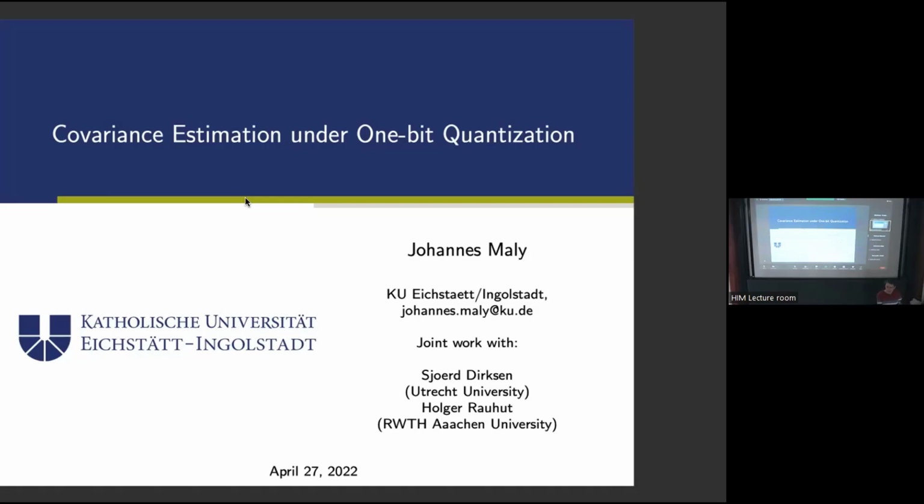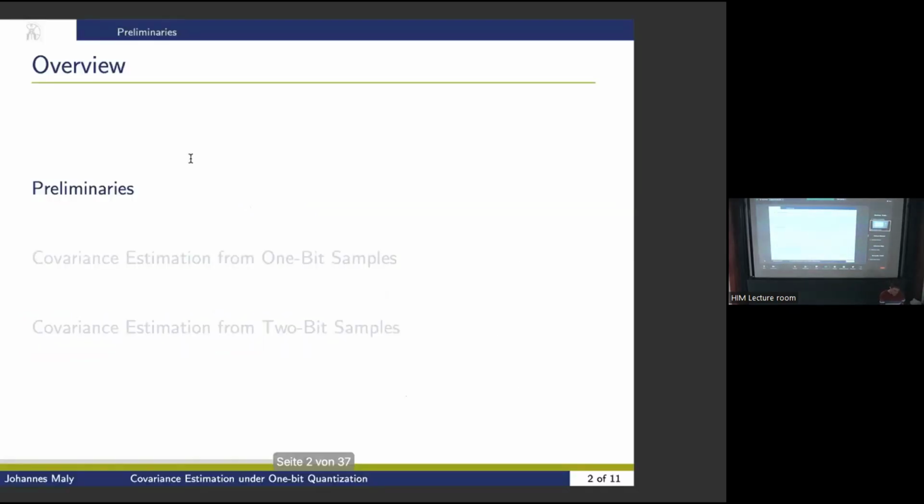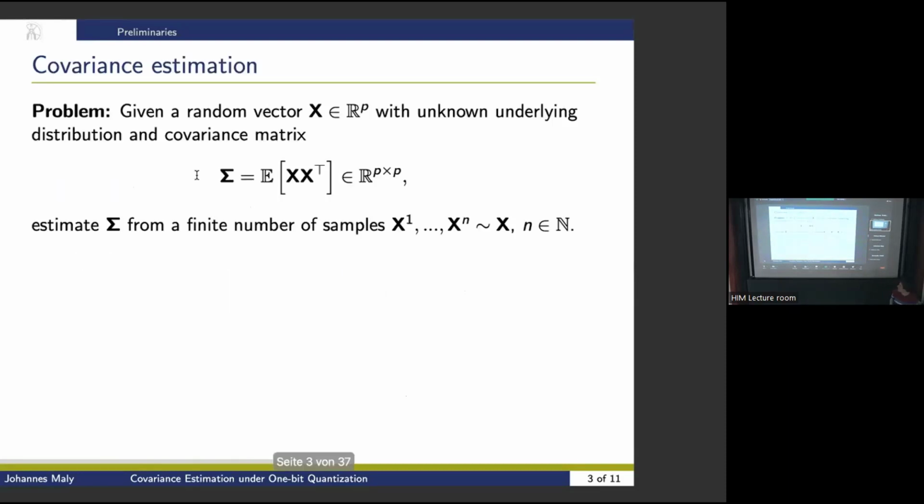Since I'm not assuming that all of you are perfectly familiar with the problem of covariance estimation, I will start by giving you some preliminaries on that problem and also on quantization, and then I will discuss the results that we obtained. First of all, covariance estimation is a very simple problem to state.